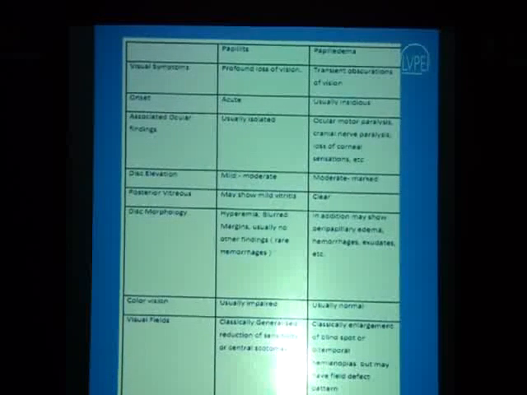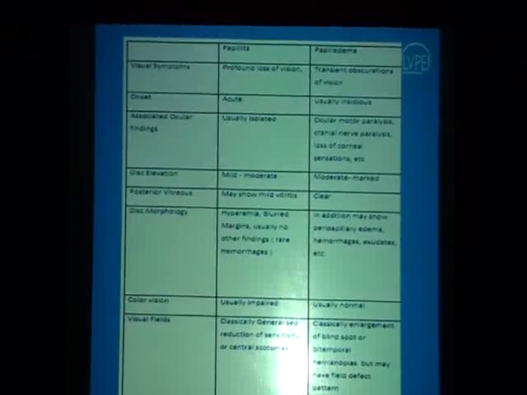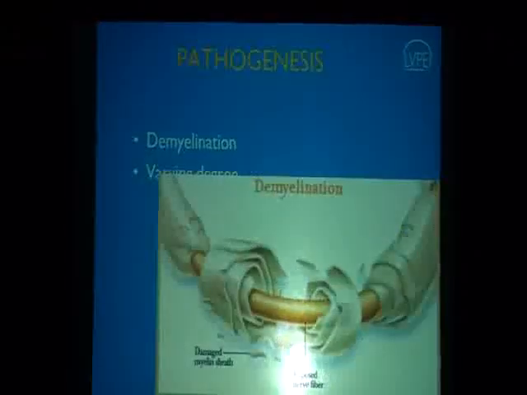So, in these cases, if you see, in patients with papillitis, usually there is a profound loss of vision, and it's an acute onset. On the contrary, papilledema patients usually complain of transient obscurations of vision, and it's usually an insidious onset condition. In addition, there may be other signs such as oculomotor paralysis, cranial nerve paralysis, loss of corneal sensations. And we alluded to these things that this edema is mild, may show vitritis in papillitis, whereas these are absent in patients with papilledema. And color vision is usually impaired in these patients.